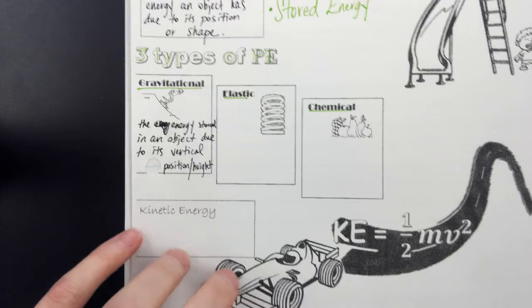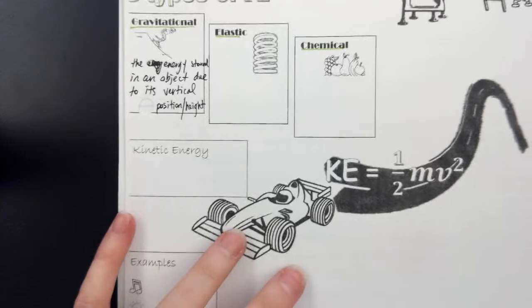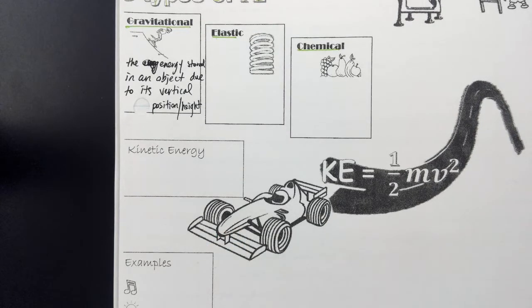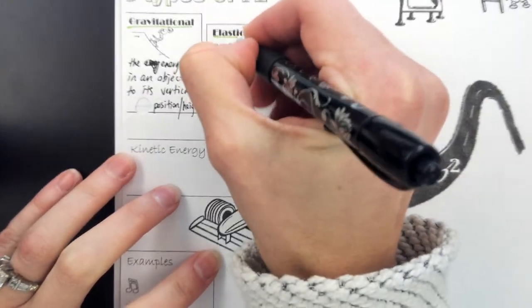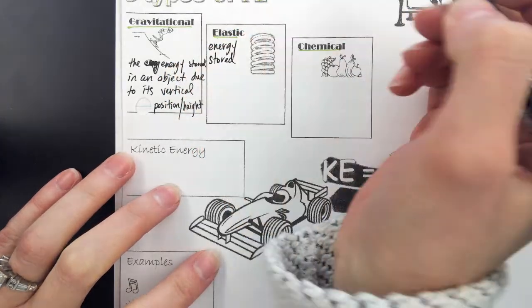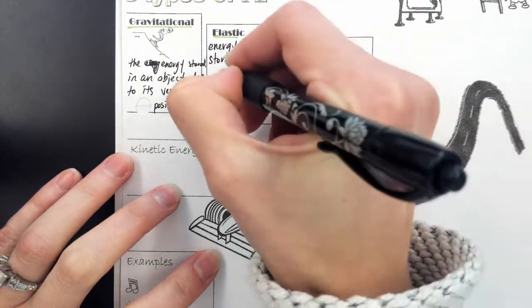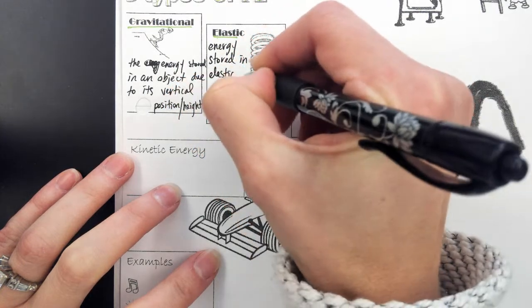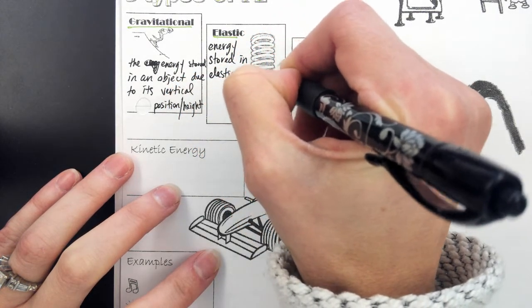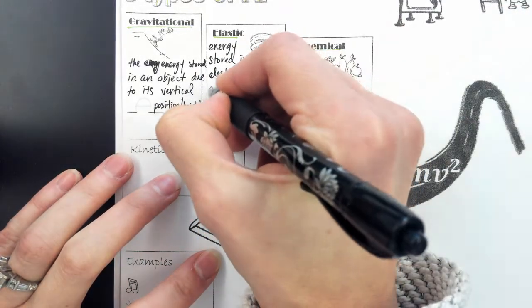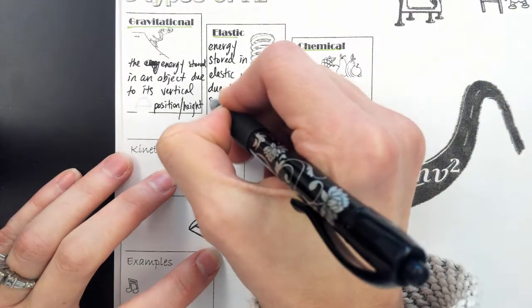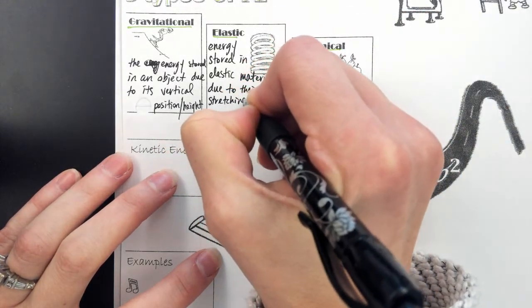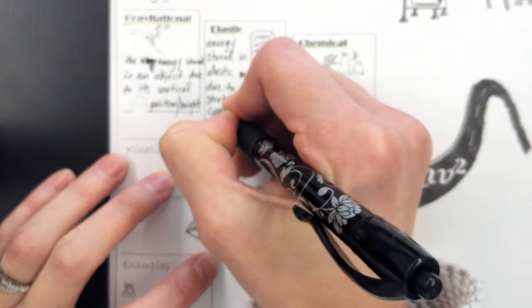Okay, elastic. Do y'all know what elastic is? Like a rubber band. Yes. Stretchy. So this is energy stored in elastic materials due to their stretching or compressing.